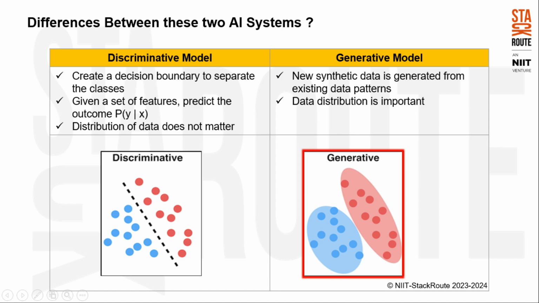So this is a generative model where data is generated by identifying the pattern of my source data. This is also known as synthetic data generation. Now, what are the situations where you want to generate data?